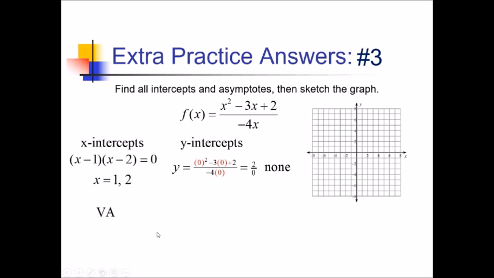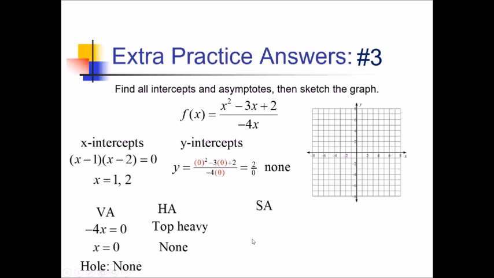For the vertical asymptote, we set the denominator equal to 0. If -4x is 0, that means x equals 0 is our vertical asymptote. There's no holes to worry about because no factors got canceled out on this. For horizontal asymptotes, this is a top-heavy function. We have a higher degree in the numerator than denominator, x squared versus x to the first. Since this is top-heavy, there is no horizontal asymptote.